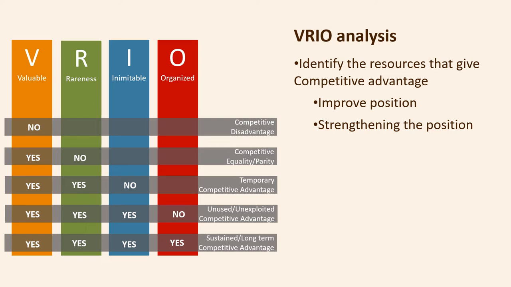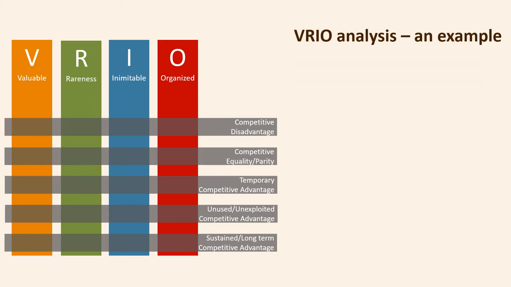The VRIO analysis helps companies identify the resources and opportunities they possess. In addition, these resources and capabilities enable the company to stand out from other competitors, giving it a competitive advantage and strengthening its position in the market. Now we shall review an example of the use of the VRIO analysis. We are going to examine Toyota's car brand.